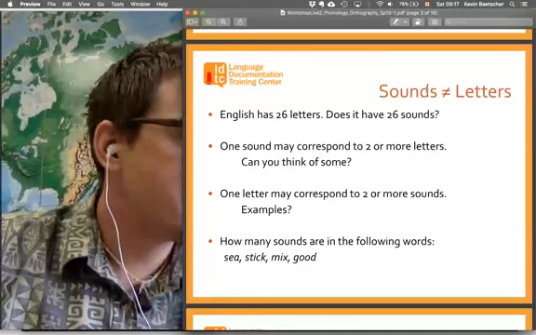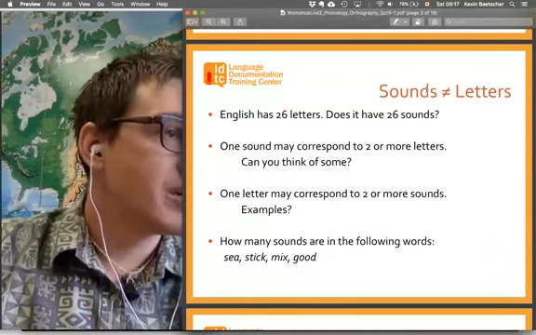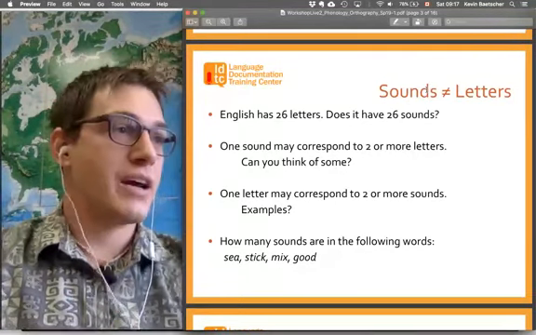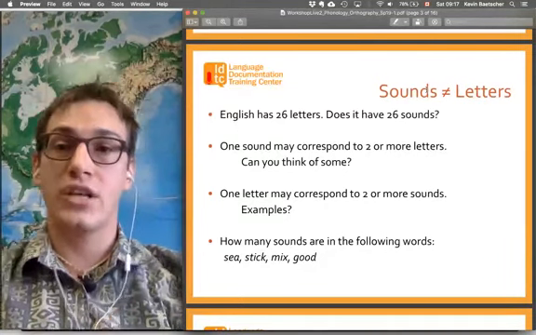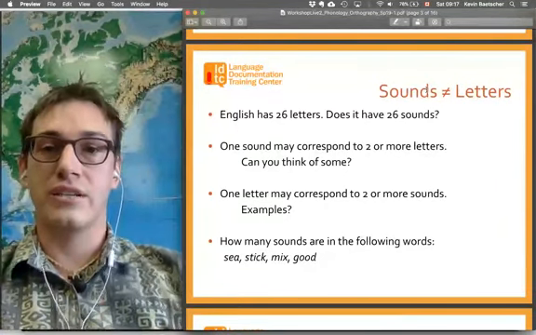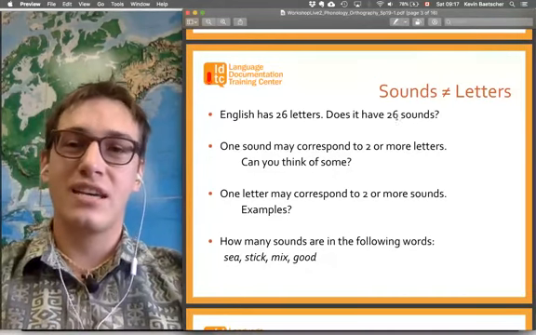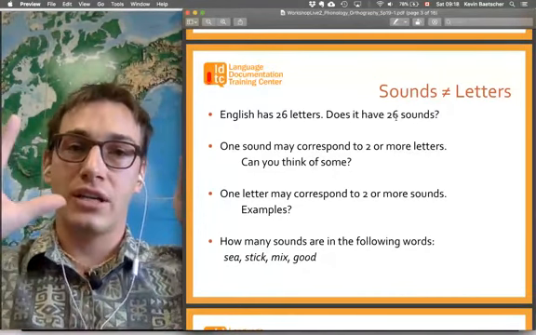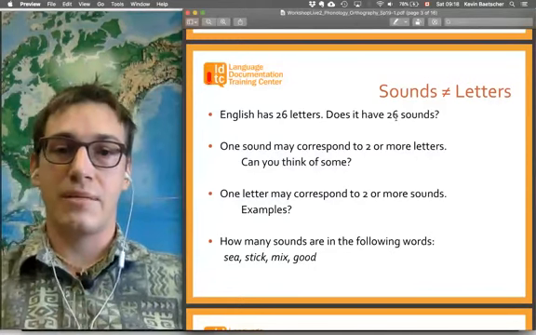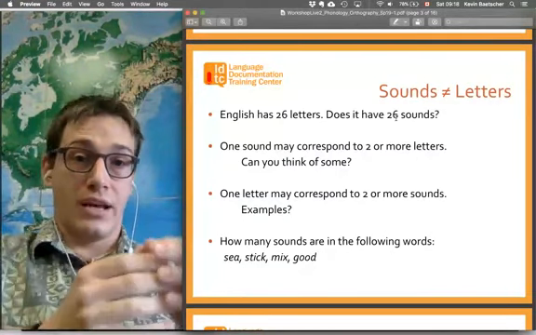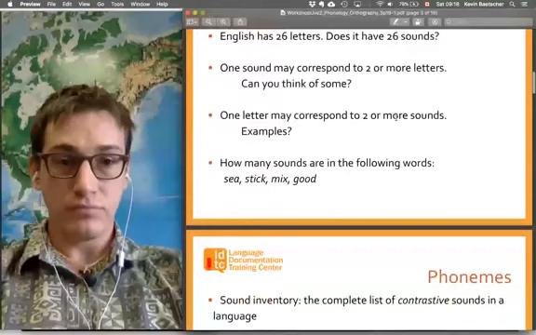All right, and then good is 3 sounds. That's right. Edward got it all right. So good is G, U, D, right? Those are 3 sounds, but we write them with 4 letters. So you see that we need to distinguish sounds from letters. They're not the same thing. Even when we count them, they don't add up to the same number.